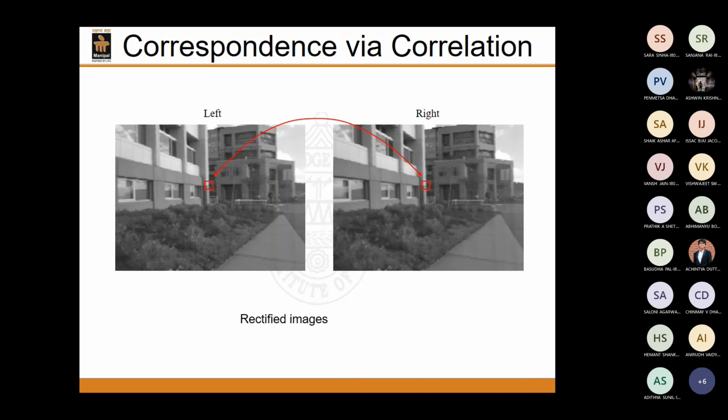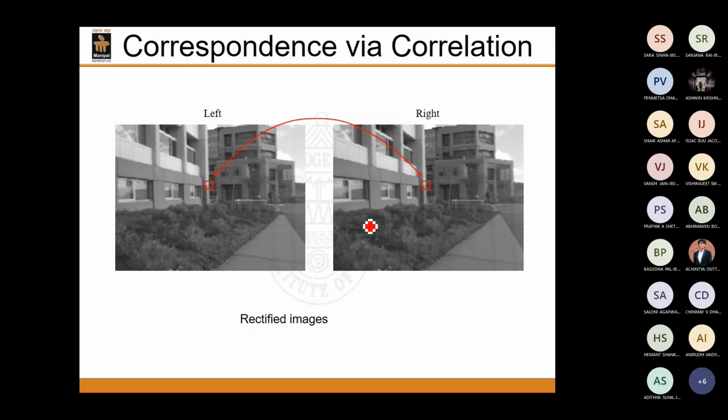Let's just take this as an example, and visualize how exactly you find the correspondence using the correlation. As I said, let's say you have a point here. We consider a small neighborhood or a small window in the left image, and we need to find this point here, which is my corresponding point in the right image.